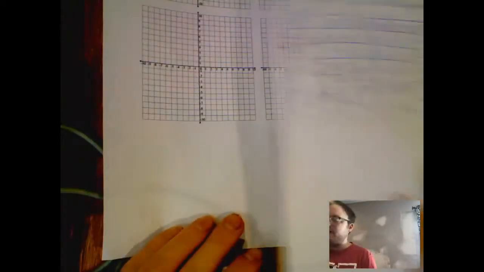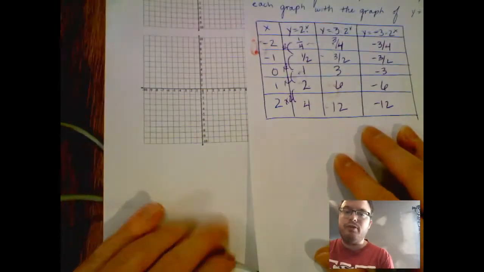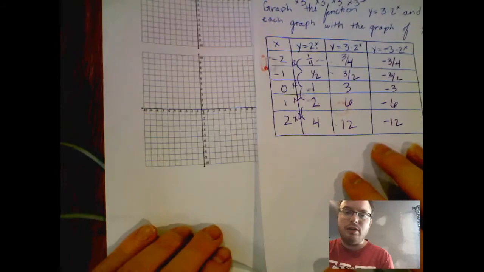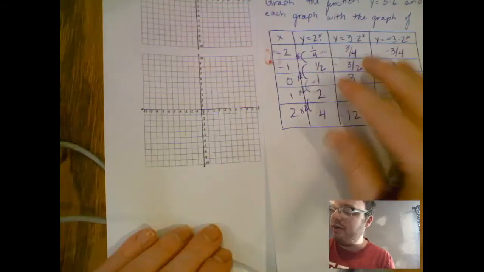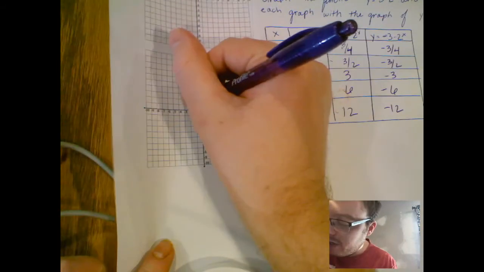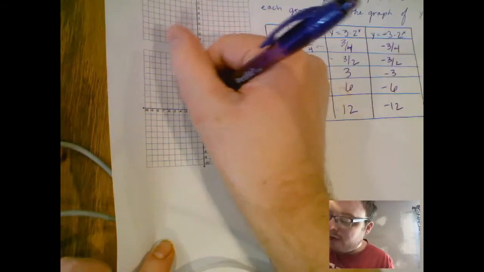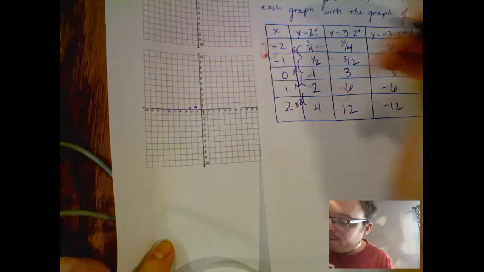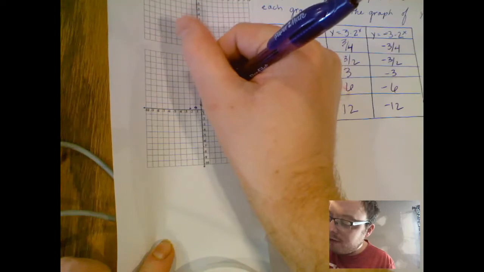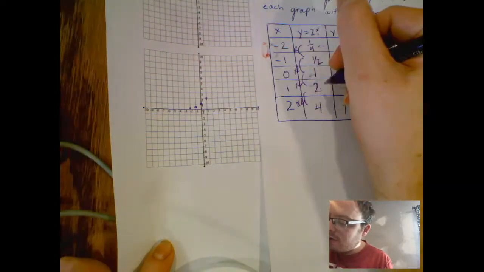And the last thing I need to do is I really just need to plot the points on the graph. So if I do this, I'm going to kind of do both these at a time. So if I do the first function, I'm going to do that function in purple, this purple that I have right here. Negative 2, 1/4. So negative 2, about 1/4. That's a rough estimate where 1/4 is. Negative 1, 1/2. 0, 1. 1, 2. 2, 4.